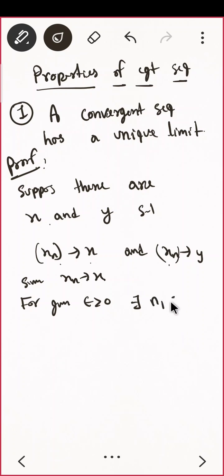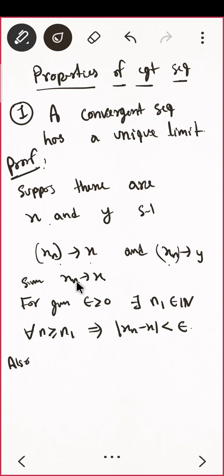There exists n1 belonging to natural numbers satisfying, for all n greater than or equal to n1, what is the condition? Mod of xn minus x must be less than epsilon. Okay? Or let me just take epsilon by 2, or I'll write it as it is. In the later case we'll do it.